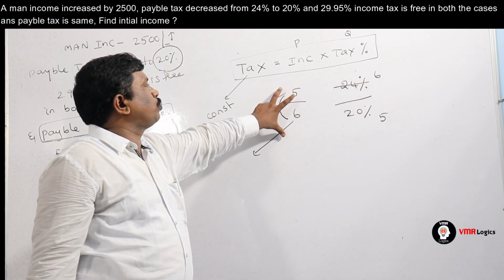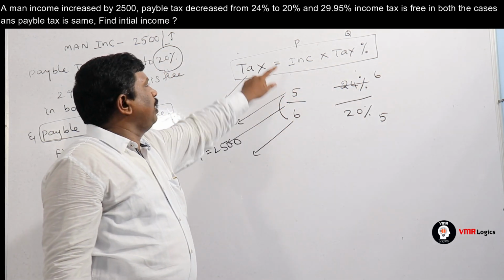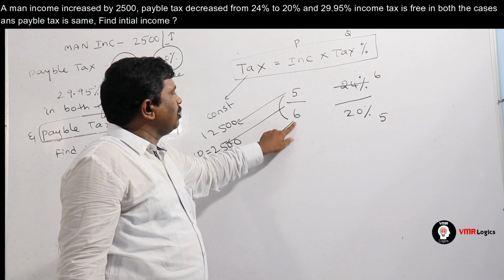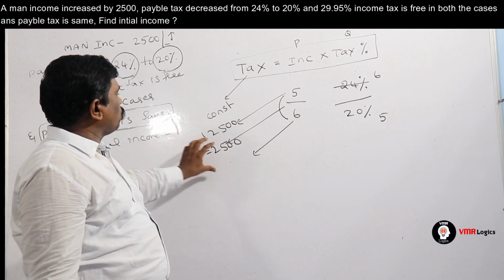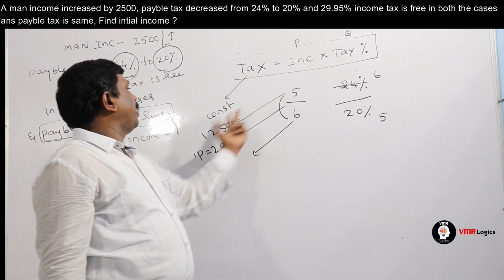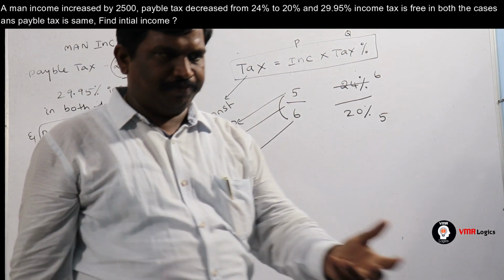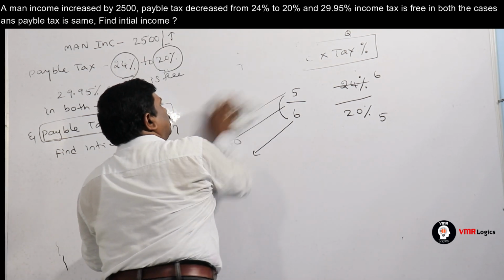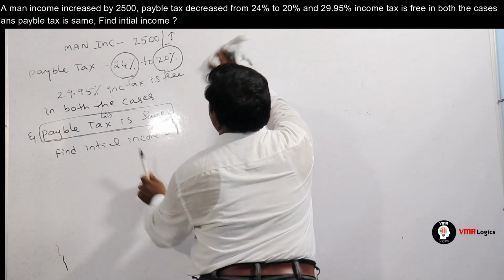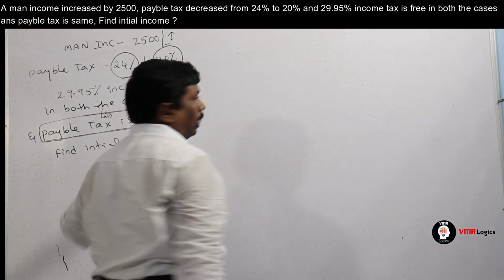So automatically the P ratio is 5/6. The meaning of this: initially income is 5 parts, now income is 6 parts. It increases by 1 part, and it increases by 2,500. So 1 part is 2,500. Initial income how much? 5 parts, 12,500. This is the question. Now, some other people may think that, sir, you are not caring about this point, but you should calculate that also.